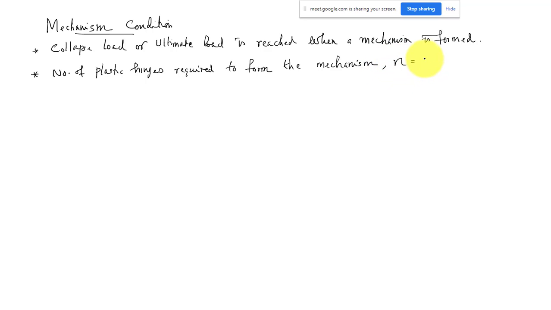That is n is equal to, I would say, ds plus 1. That is a simple formula. It will give you the number of plastic hinges, where n is equal to ds plus 1, and ds is nothing but your degree of static indeterminacy. It is a simple formula. It will give you how many plastic hinges are required to convert a structure into a mechanism.